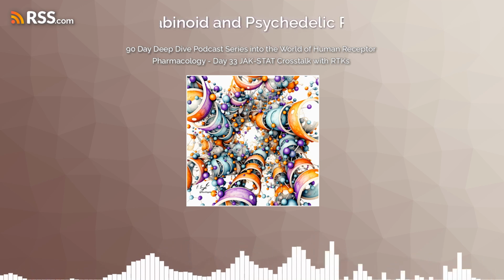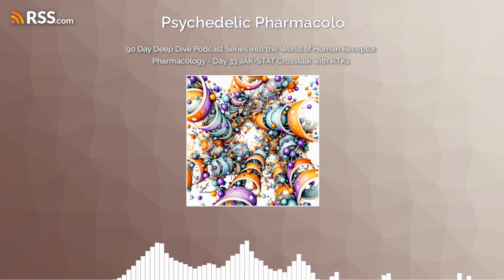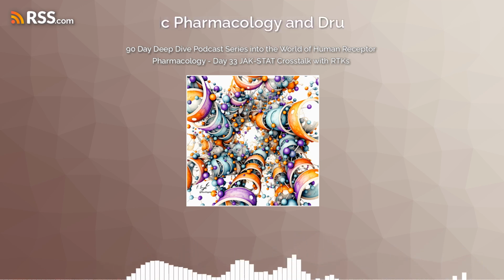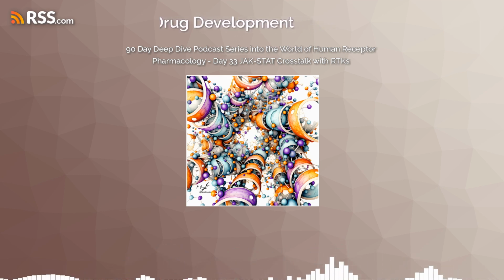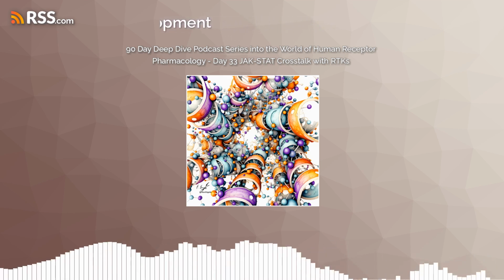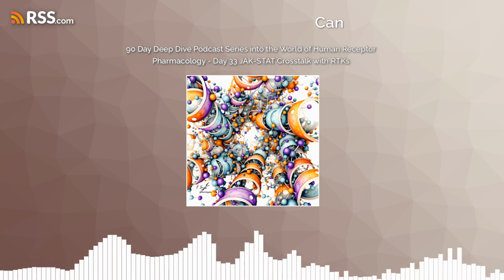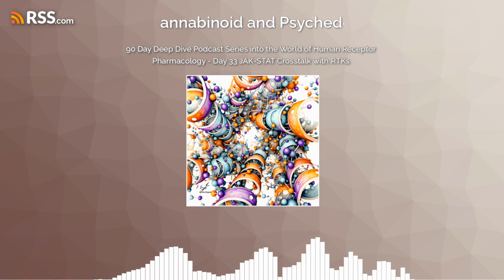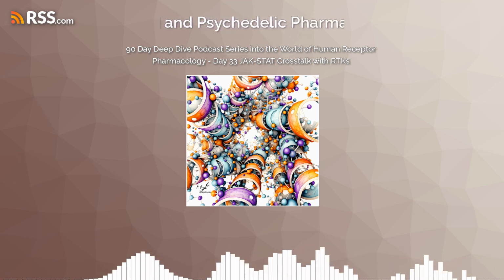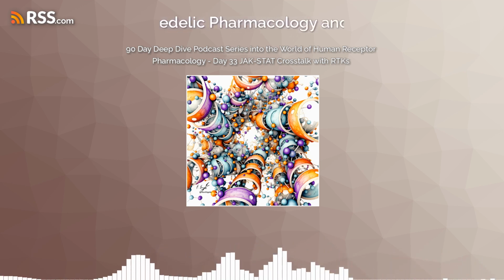A good example is the adapter protein GAB2, which has been shown to play a role in the crosstalk between the IL-6 receptor, a member of the JAK-STAT family, and the EGFR, a receptor tyrosine kinase. So GAB2 is like a specialist, bridging the gap between those two specific receptors. Precisely. GAB2 has multiple tyrosine residues that can be phosphorylated by JAK kinases activated by the IL-6 receptor.